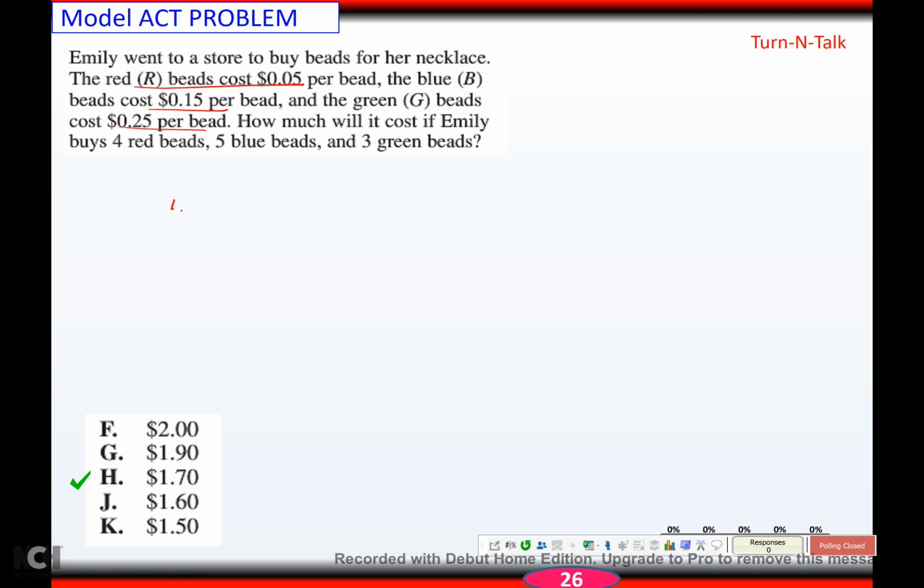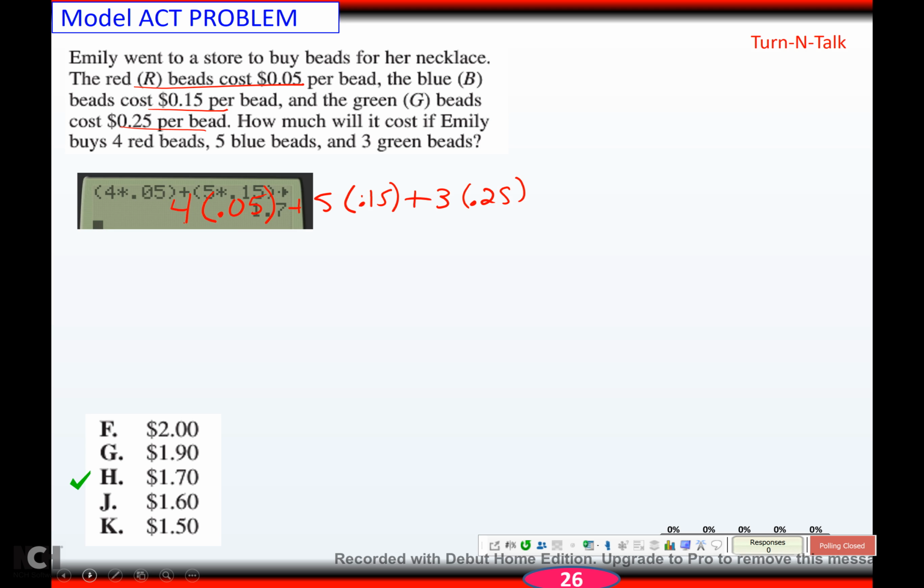Well, for her 4 red beads, I've got to take 4 times the price of each bead. So she's got 4 that are going to cost a nickel. She's got 5 that will cost 15 cents. And she's got 3 that cost 25 cents. So when I type that in, I get 1.7, but remember you're talking money, so that's $1.70.